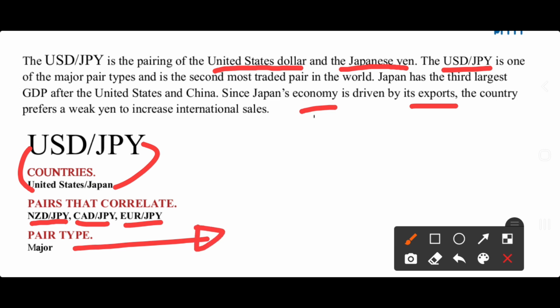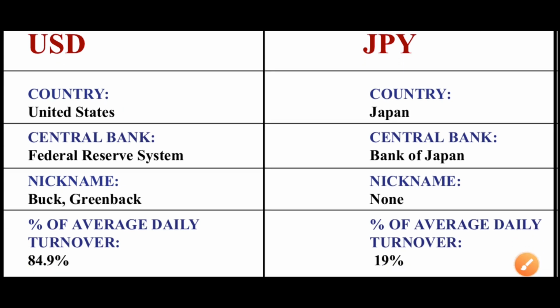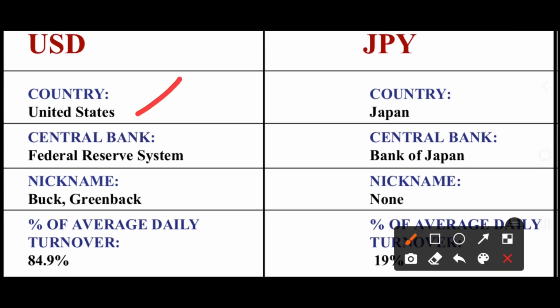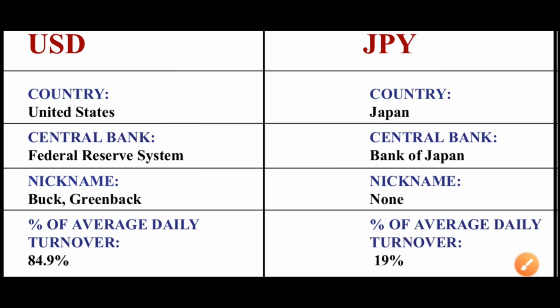is the major currency. So let's look at the more detailed table, where we see that the country here for USD, of course, is the United States. We see the central bank being Federal Reserve System, the nickname being the buck or greenback, the average daily turnover being 84.9. For Japanese JPY, the country is Japan, the central bank is Bank of Japan. It doesn't have a nickname, and average daily turnover is 19%.